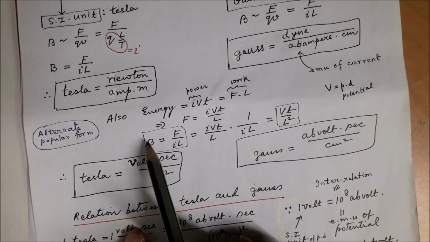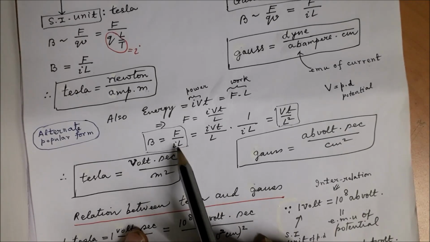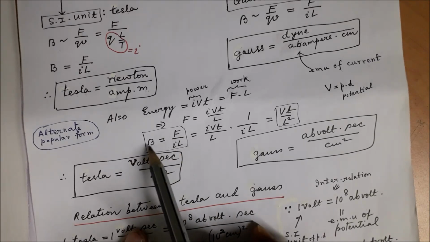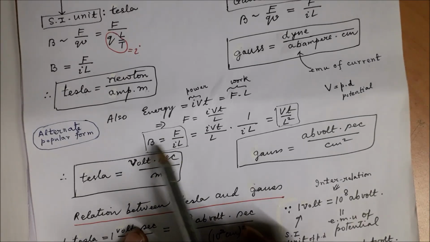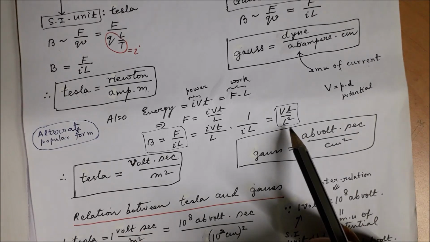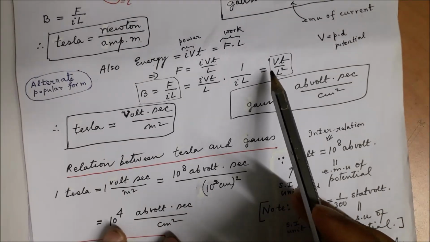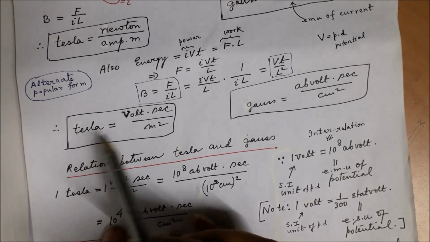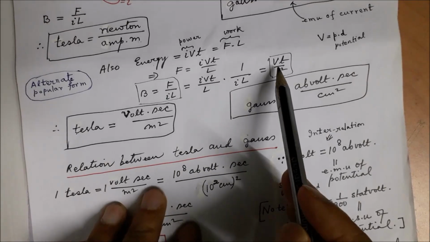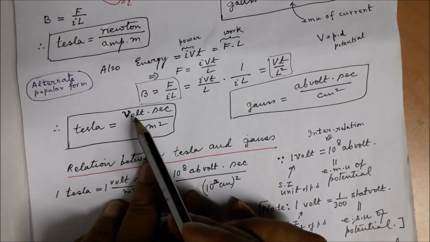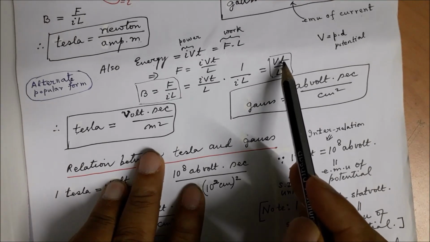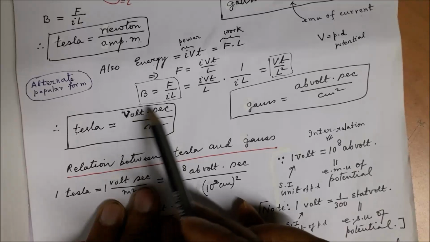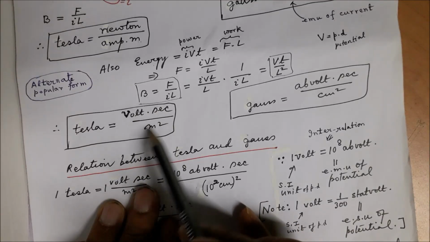So two important expressions are there. One is B equal to F by IL, which we used here, and another equivalent expression of B we have derived, and that is B equal to Vt by L square. And now it is time to write down the units again as we did before. Instead of B, let us write Tesla. Instead of V, we will write volt, and time will be replaced by second. L square is meter square, so volt second per meter square. This combination of units is what we call Tesla.